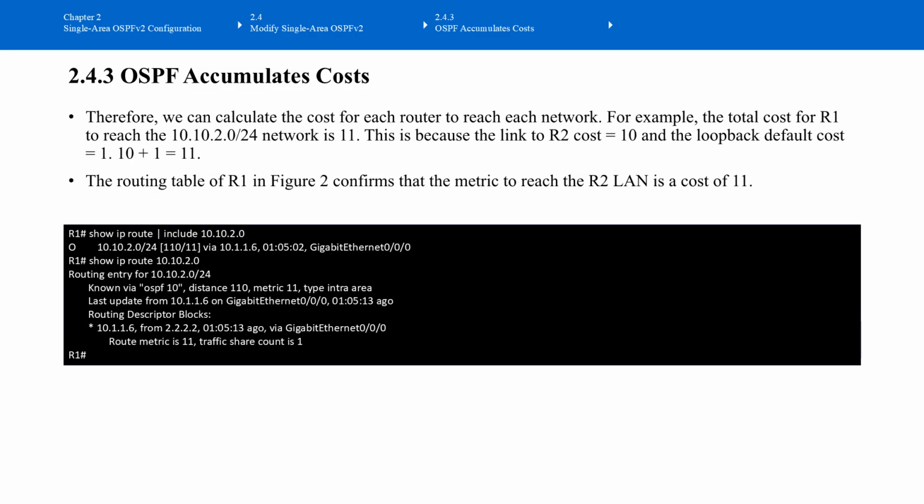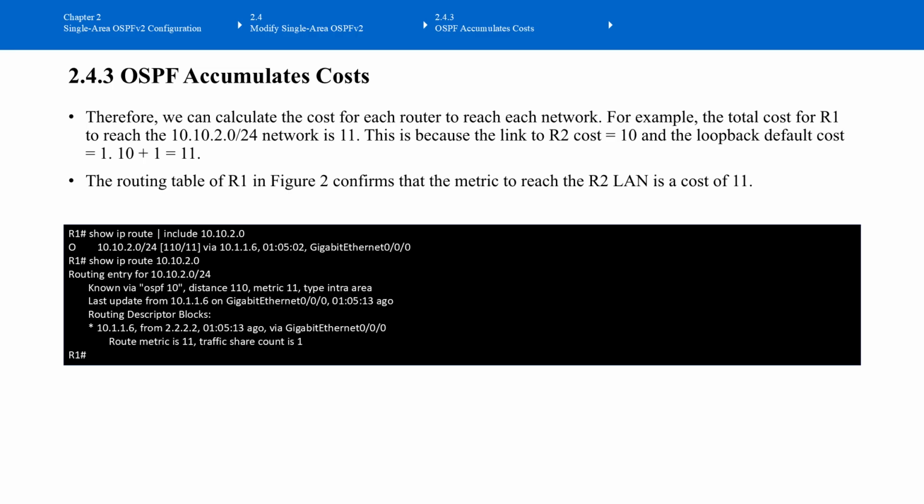Here we can see how the total OSPF cost appears in the routing table. R1 wants to reach R2's network, 10.10.2.0/24. The calculation is R1 to R2 with a cost of 10. From R2 to 10.10.2.0/24, the cost is 1. So the total cost is 10 plus 1, which is 11.